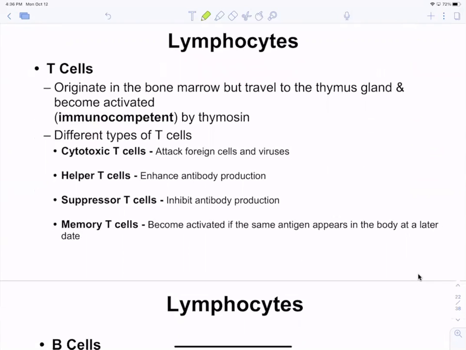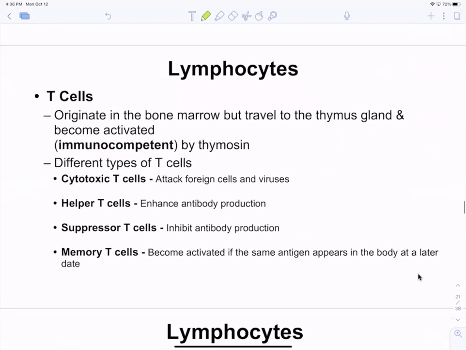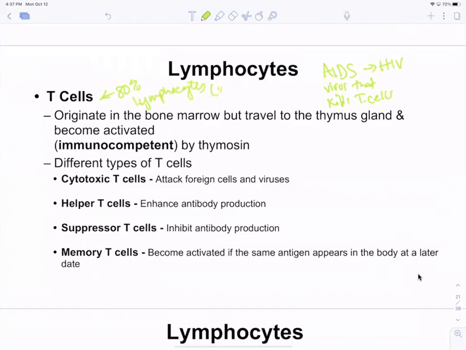So T cells again, by the way, AIDS or acquired immune deficiency syndrome, right? So this is HIV. This is a virus that kills T cells. And if this is 80% of your lymphocytes, and that's half your immune system, really, or immune cells in the body, and you have a virus that kills these, you don't die from the AIDS virus, you die from everything else that you can't mount an immune response to.